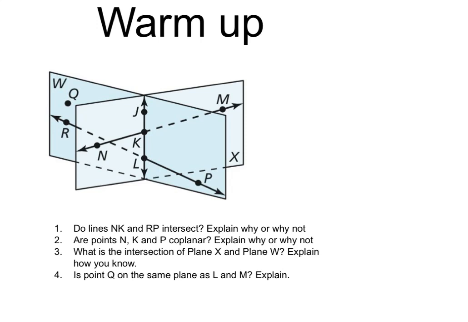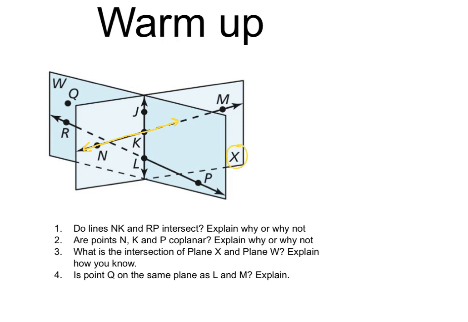Okay, so today, before we get started, I want to go over the warm-up. Do lines NK and RP intersect? First thing we need to do is find NK. That would be this line right here. And we see that it is on plane X, okay?